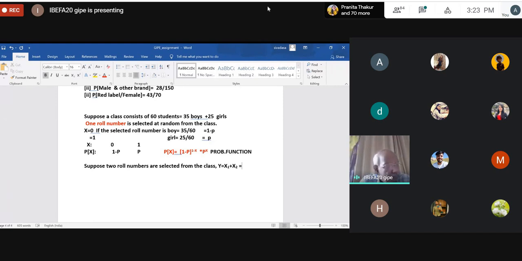x1 plus x2. So x1 or x2 could be either girl or a boy. Yes. And then that will depend upon x2 because one of the boys is already selected. So it would minus the denominator. I am not asking probability. You people are confusing my question. What is the meaning of y?